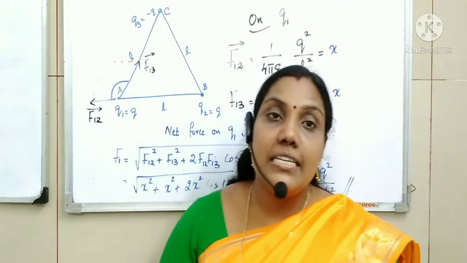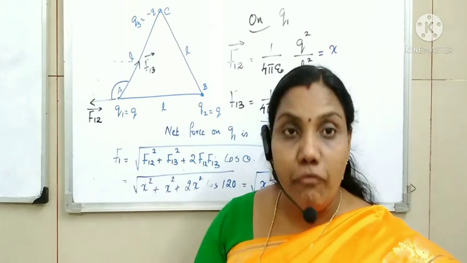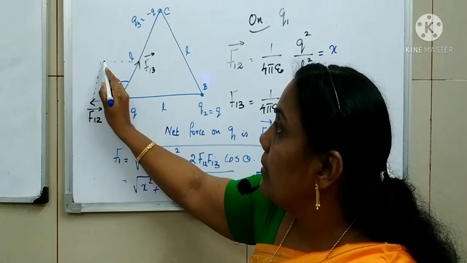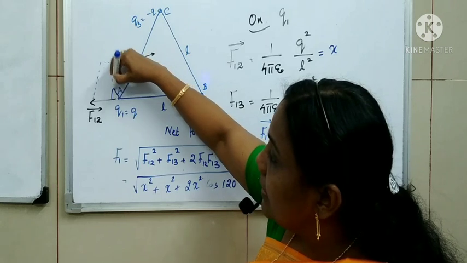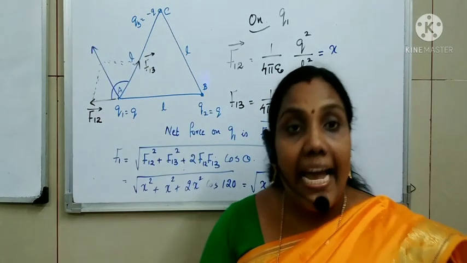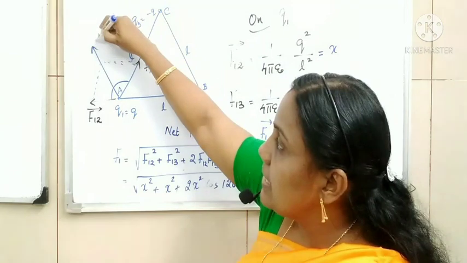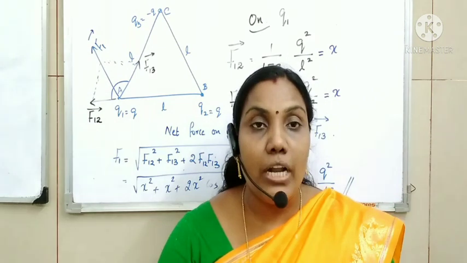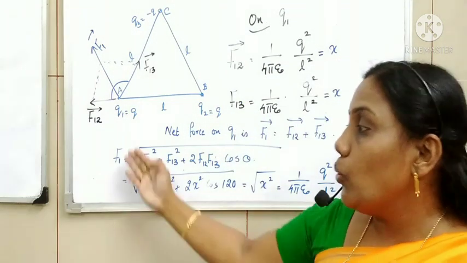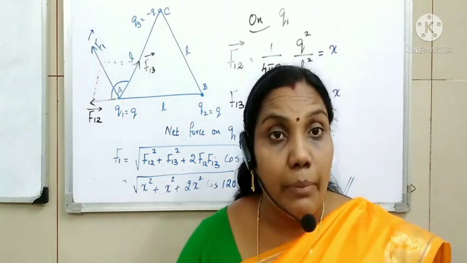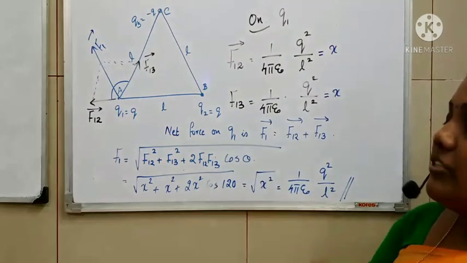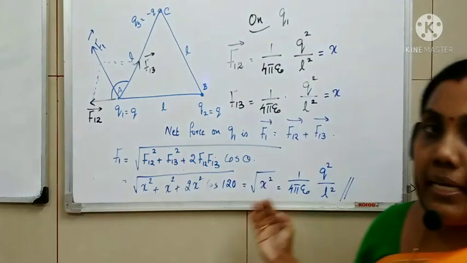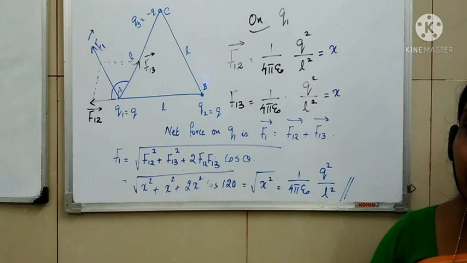So the direction of the resultant force is given by the parallelogram law of vector addition. We can complete the parallelogram like this. And the direction of the resultant is given by the diagonal of the parallelogram. So this is the direction of the resultant force F1. Okay, so the direction of the resultant is given by the parallelogram law of vector addition, and the magnitude is given by root of a square plus b square plus 2ab cos theta, that formula. So you can find the resultant force acting on the charge Q1 as 1 by 4 pi epsilon 0 q square divided by L square.